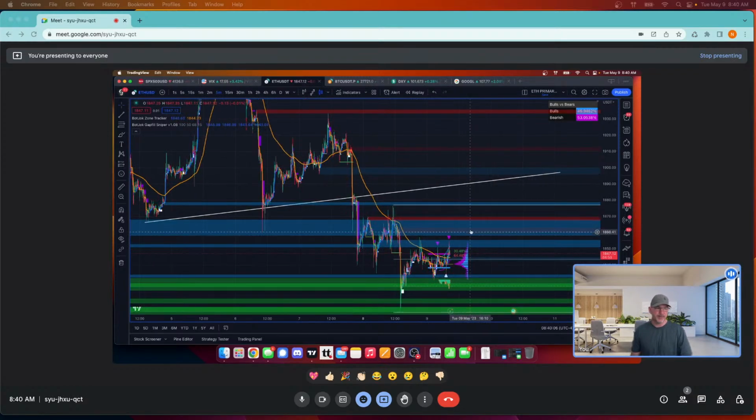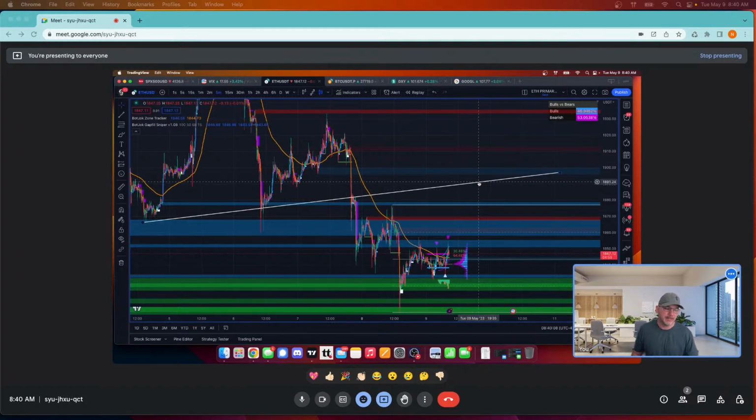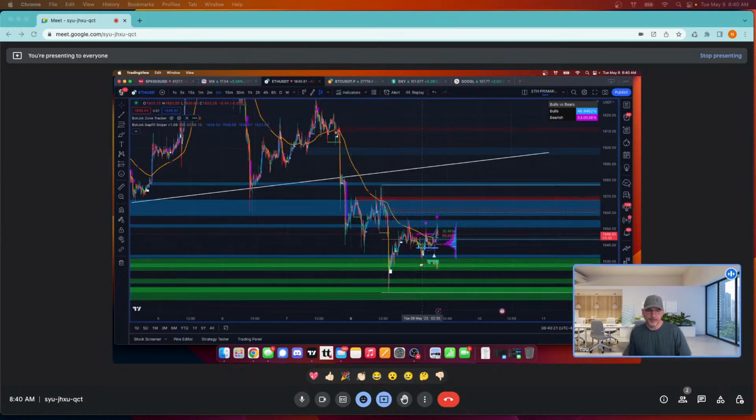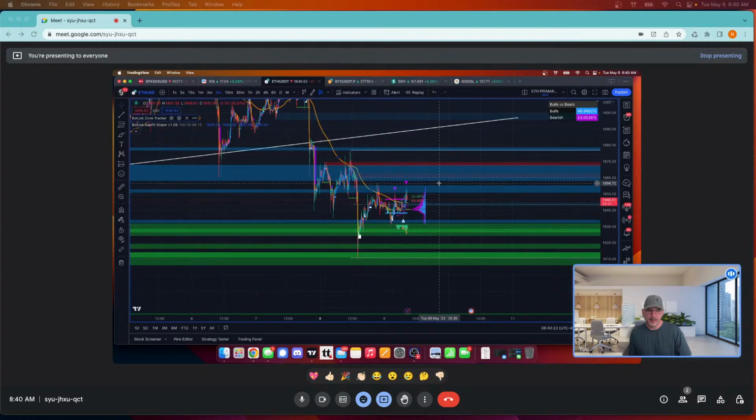It would not surprise me if we pumped up to 1890 or so today before rejecting again. But we may not even make it that high, right? If we continue to create a pattern like this, which looks similar to here, where we had our fall again, then we just have another fall in store.